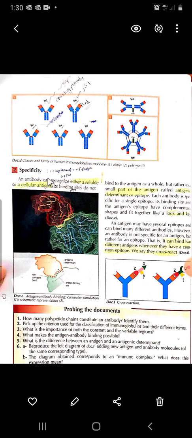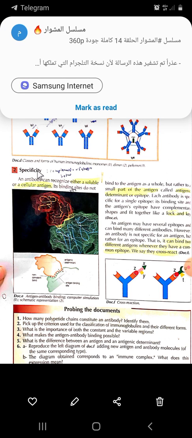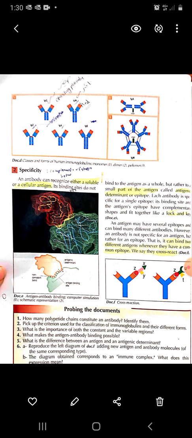Starting with part 2 in this lesson, it's about specificity. But before, let us look at this document D. The one that is found in blue is the constant region of the antibody, while the one that is found in red is the variable region of the antibody. Okay.